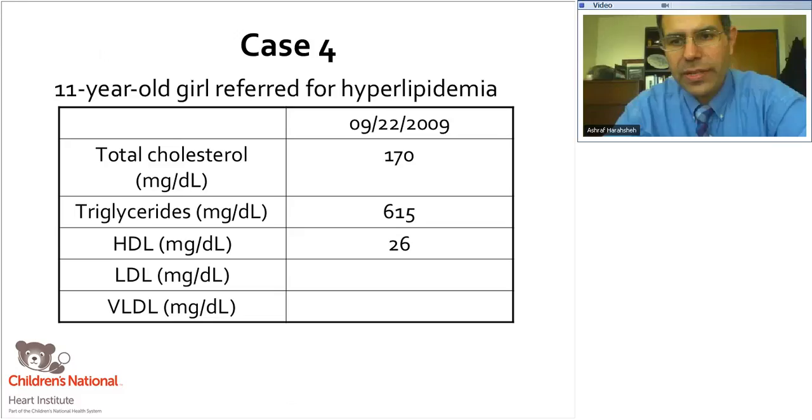Now, once you have a triglyceride more than 400 milligram per deciliter, most labs will not calculate the LDL for you. So this is an effect of having such a high triglycerides. You don't see an LDL value.